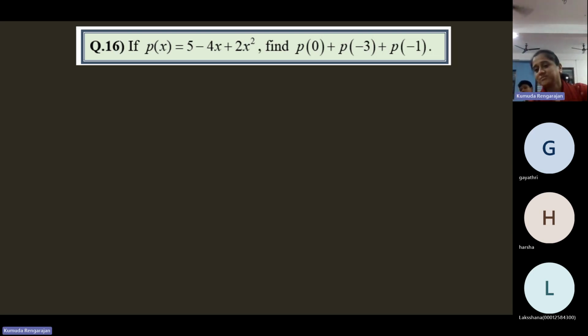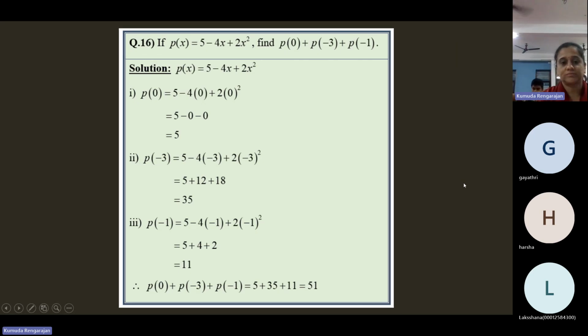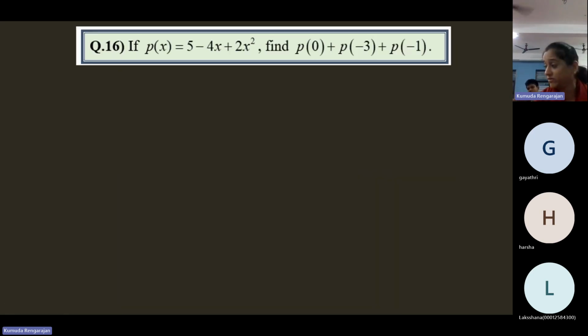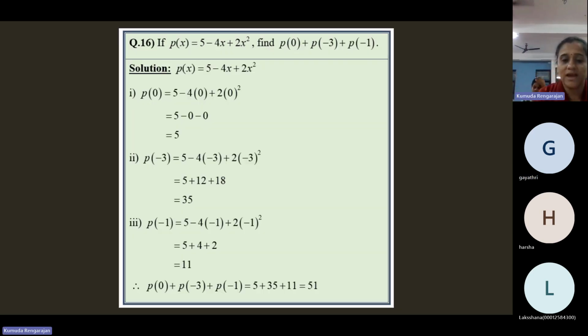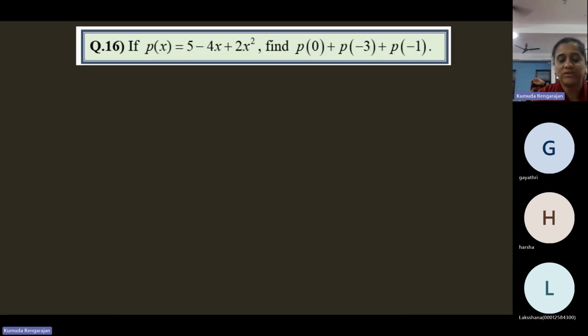Okay, so you're getting 37. What's the value for P of 0? No, 5. Ma'am, I'm getting 51. Yeah, you're right, Gayatri. Very good. 51 is the correct answer. Good. Thank you, ma'am.